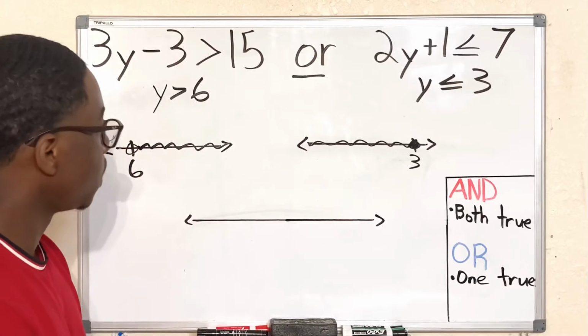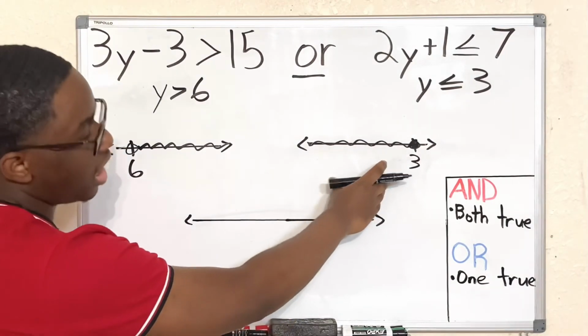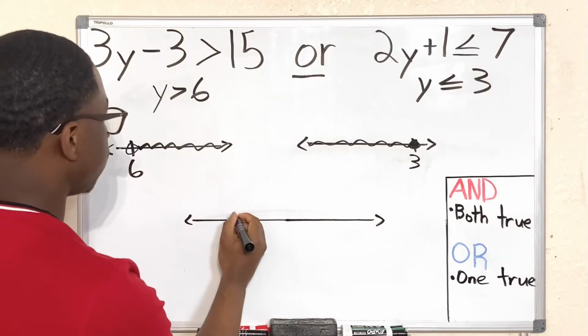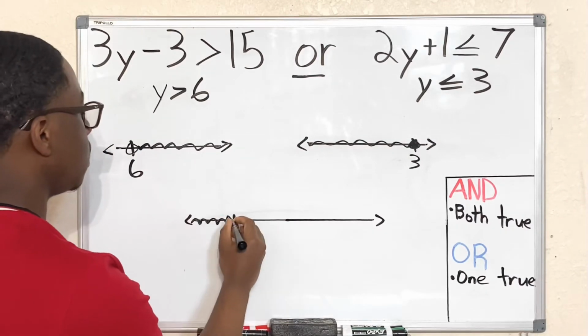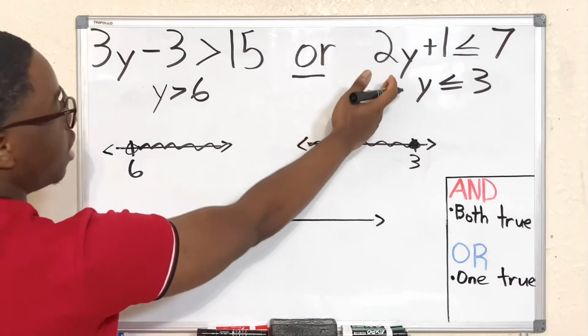All right, so first thing we're going to do is graph anything pointing to the left, which is this one right here. So we're going to have our 3 right about here, and everything less than it, remember the circle, is going to satisfy this equation.